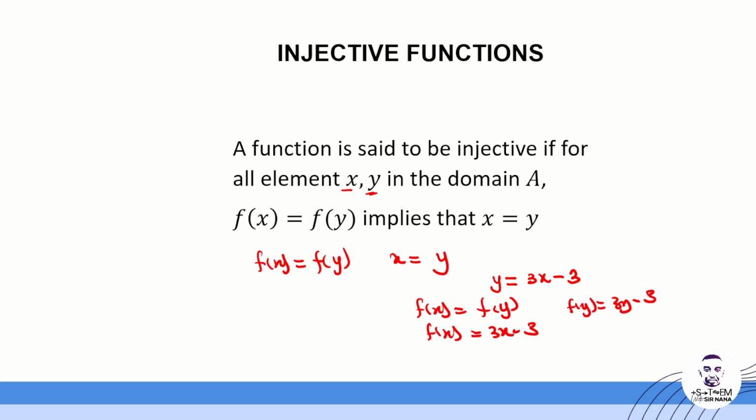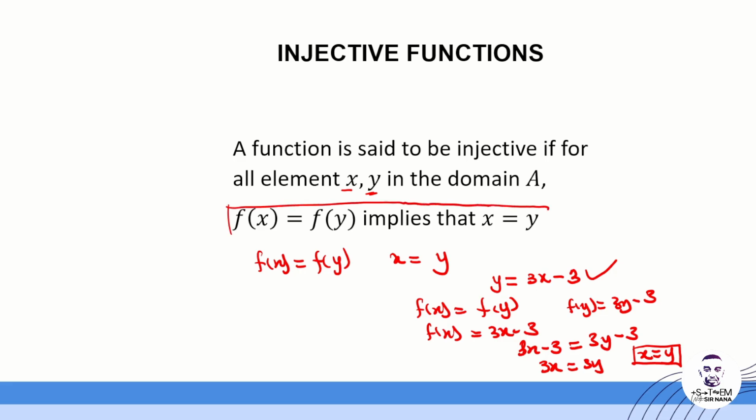And we can equate these two functions, right? Since we say f of x equal to f of y, 3x minus 3 is equal to 3y minus 3. And by algebra, when we move the minus 3 across the equal sign, we are going to have 3x equal to 3y. And that implies that x is equal to y. So we see that a function like this is injective because x becomes equal to y when we equate them, right? So mathematically, this holds. f of x equal to f of y implies x equal to y holds for all functions that are injective. If it is not injective, then this will not hold.